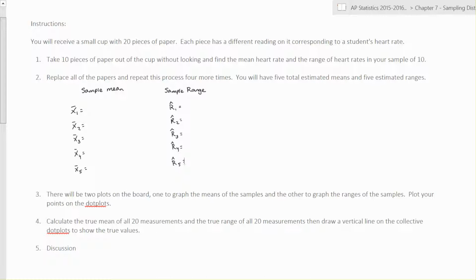So each person got a cup of 20 pieces of paper and each one had a measurement on it. So we would regard those 20 measurements as the population that we are interested in. And each time we gather data from this population, we're taking a sample of 10. So that's the sample. And we're trying to estimate the true average heart rate in the group of 20 measurements. And we're doing this by calculating a statistic, which is the sample average, the sample mean heart rate for each of the 10 measurements that you randomly select from the cup.